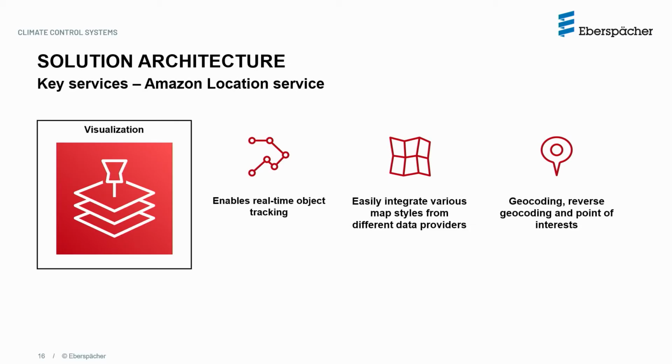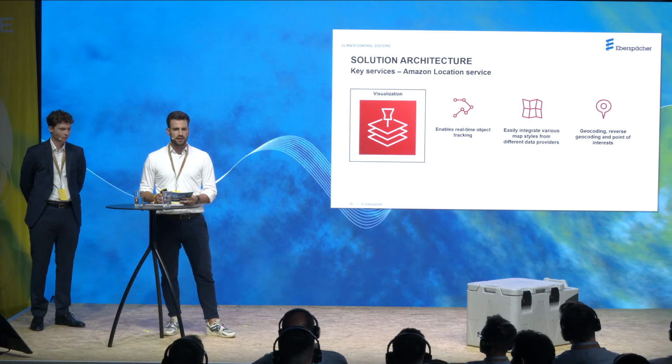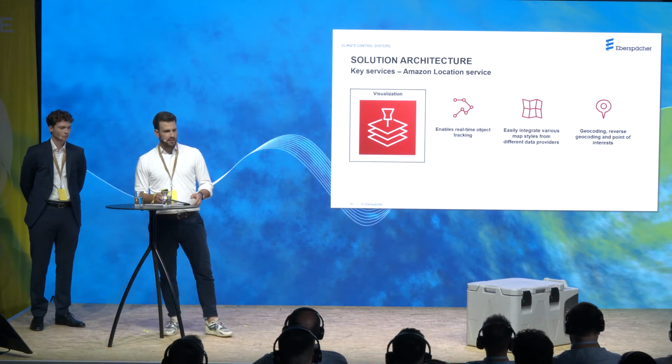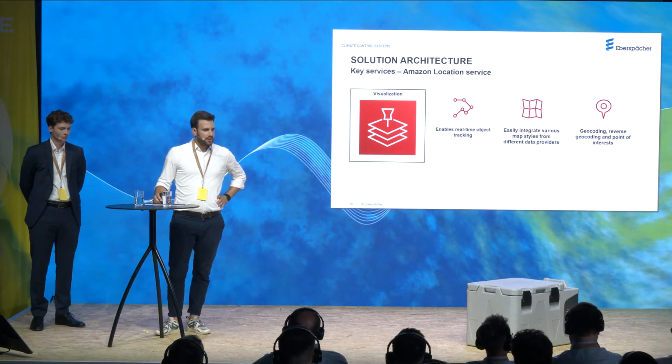The third and final service I want to present here is the Amazon Location Service. This is a relatively recent AWS service. Last year when we started the project there was only a developer preview available, and the development of the cold chain monitoring has really been accelerated by that and made easier too.